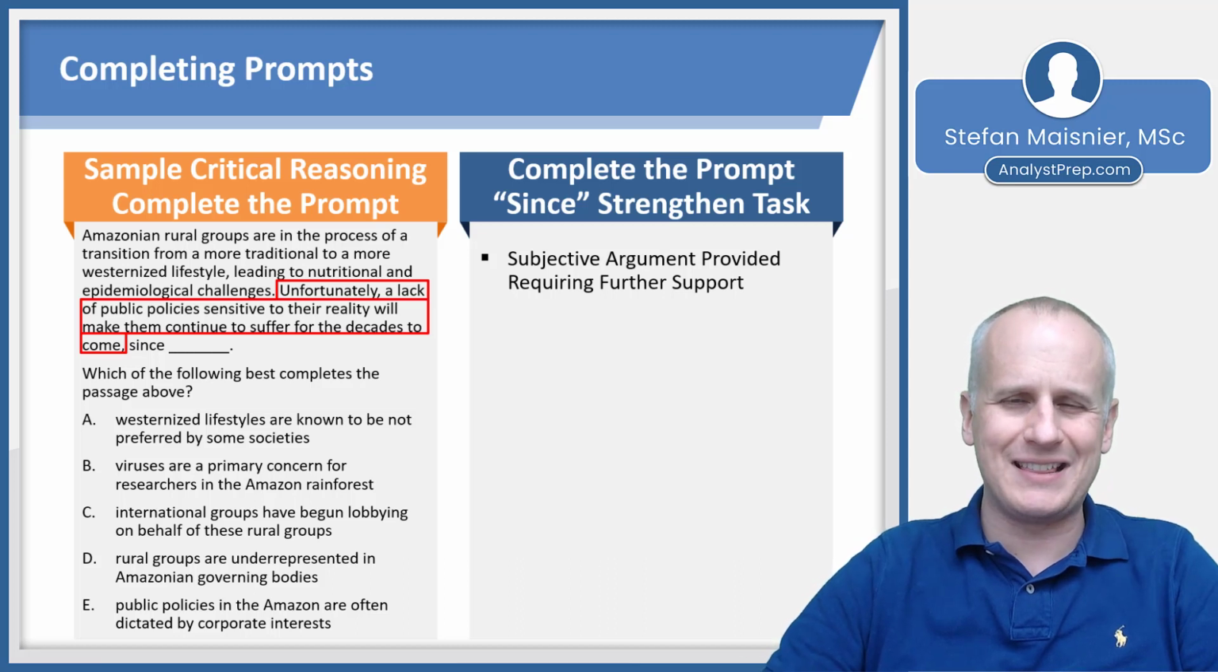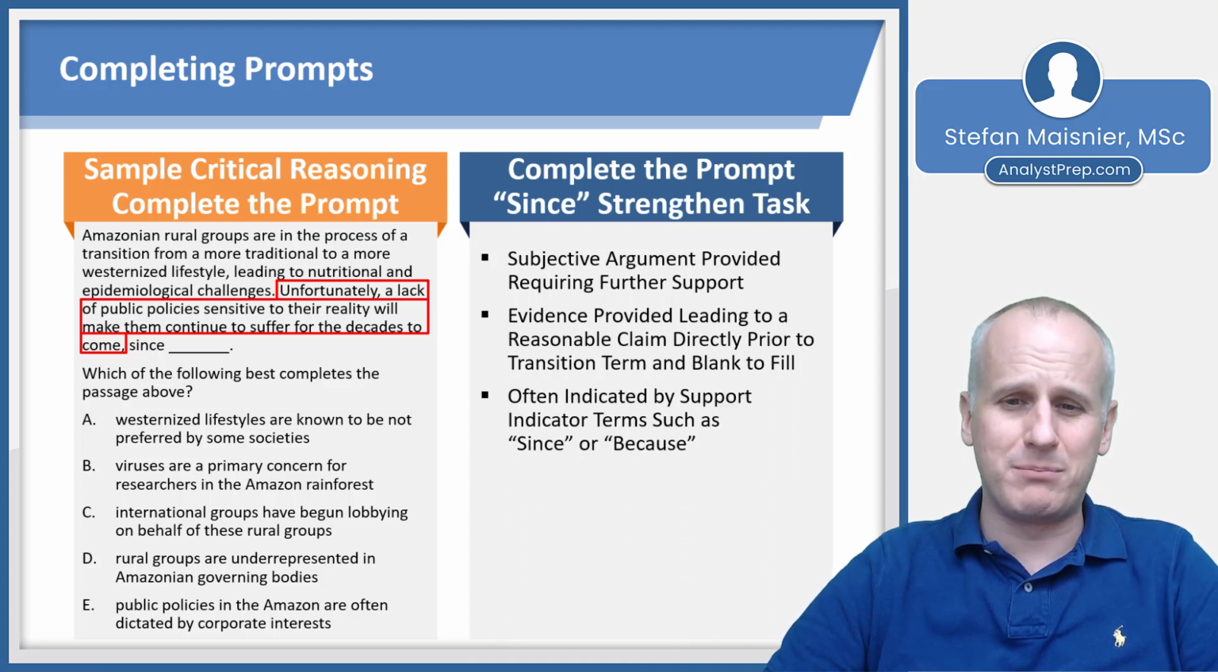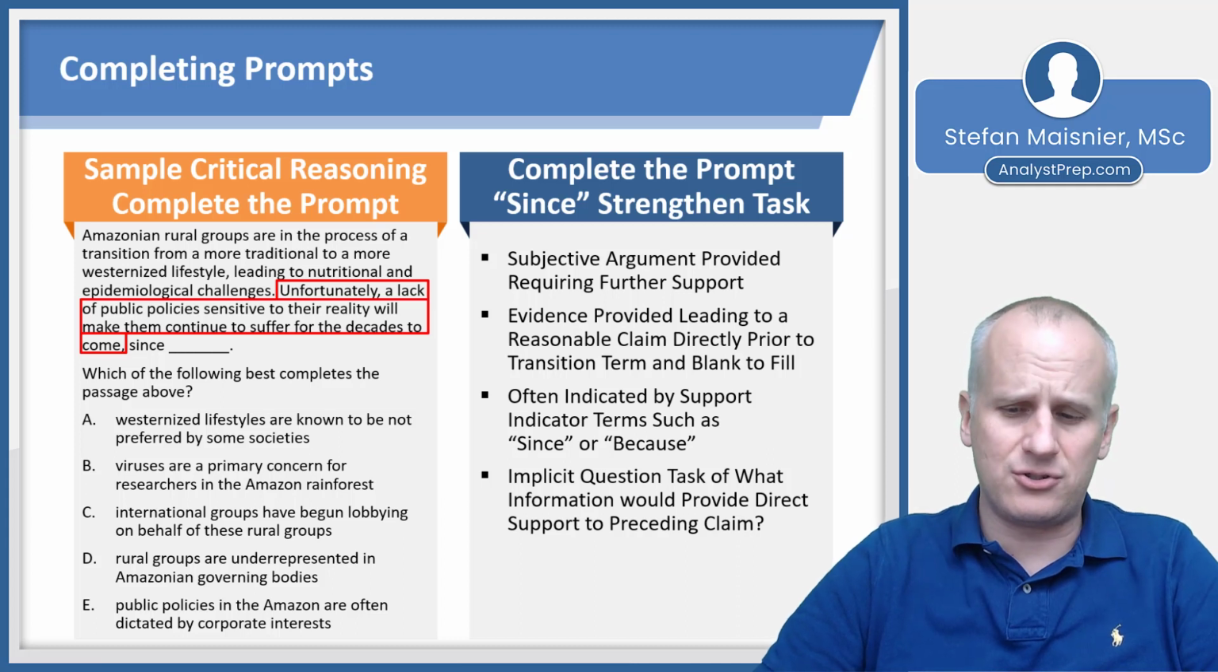So here, anything that comes after the since needs to strengthen the argument that largely came directly before the blank as it did here. So when you've got a since strengthen, the evidence should be provided to support the claim immediately prior to the transition term, whether it's since or potentially because as well, because that too can be an indicator term. And the implicit question task is what information would provide direct support to the preceding claim. So we're basically looking again to strengthen.